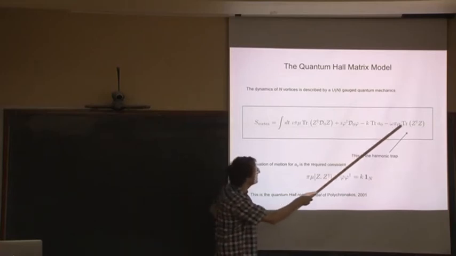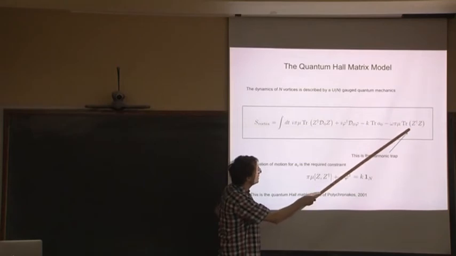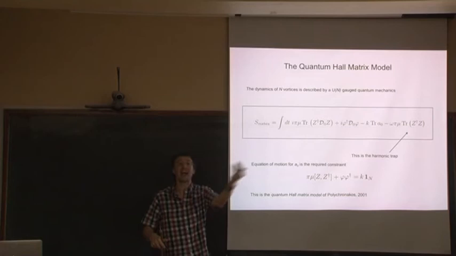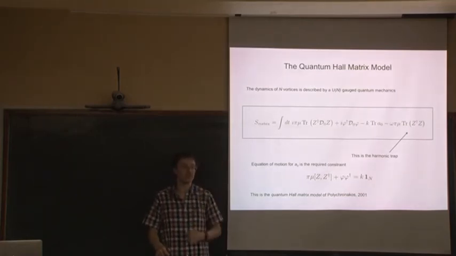And meanwhile, this is the potential, and it's given by this precisely because the potential in the vortex was the angular momentum, and this is the angular momentum associated to Z goes to e to the i theta.